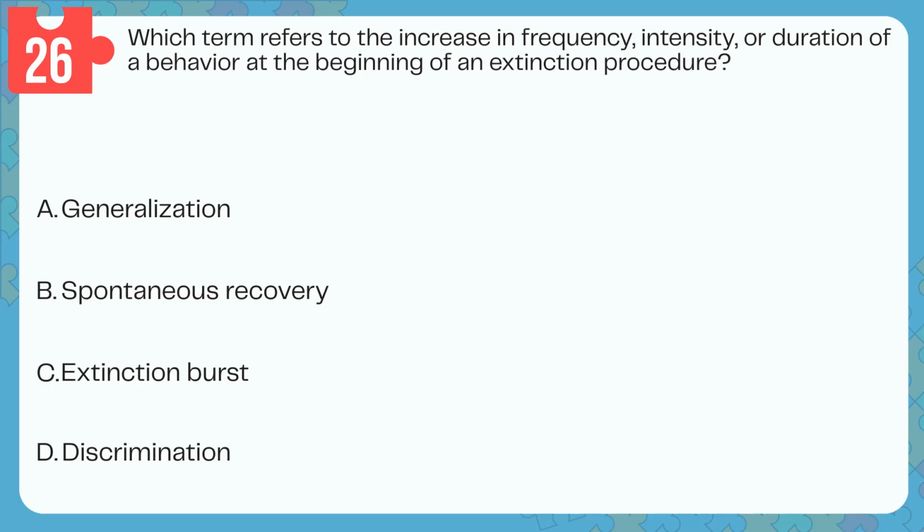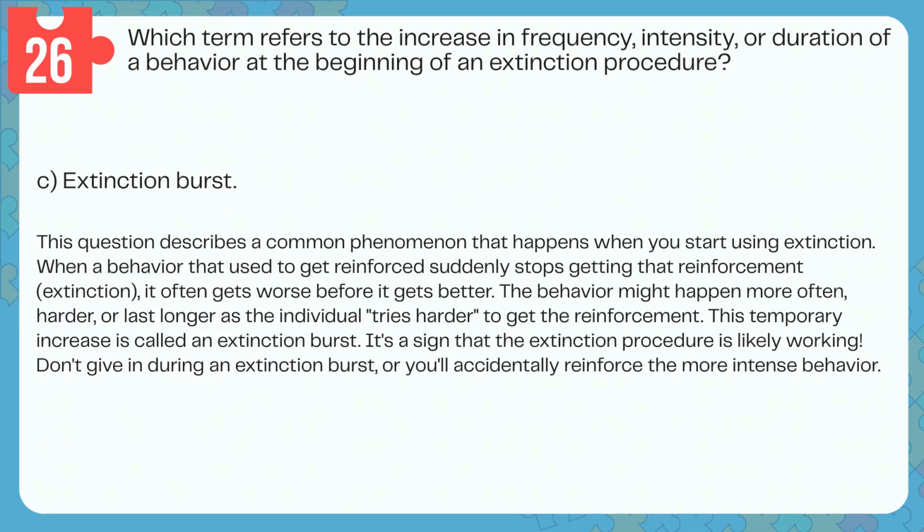Question 26. Which term refers to the increase in frequency, intensity, or duration of a behavior at the beginning of an extinction procedure? A. Generalization. B. Spontaneous recovery. C. Extinction burst. D. Discrimination. Answer: C. Extinction burst.